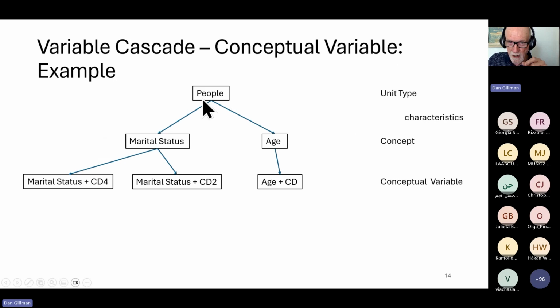And showing again how we add this in, the marital status can be divided into the four category marital status or the two category marital status. For age, we just have one way of representing it using the whole numbers.